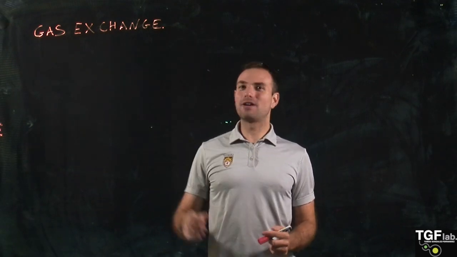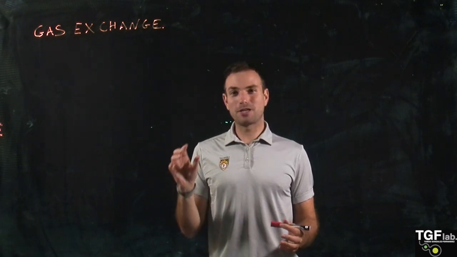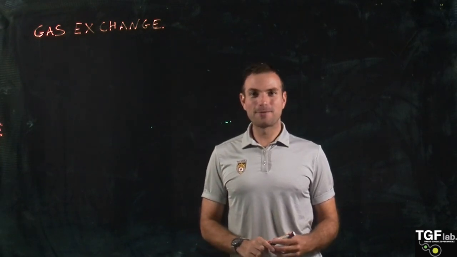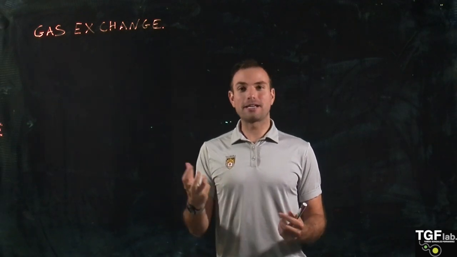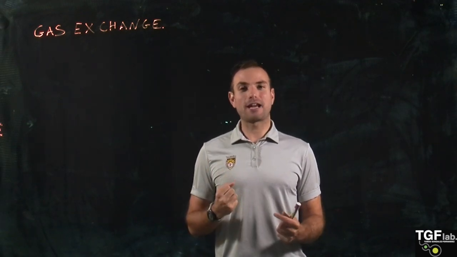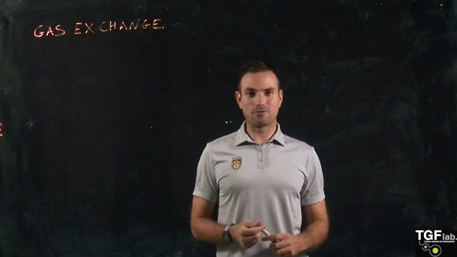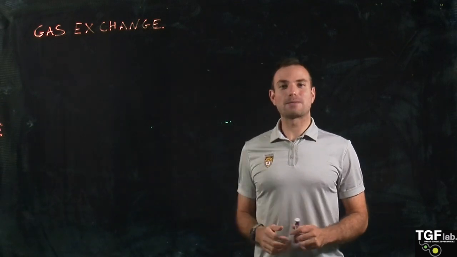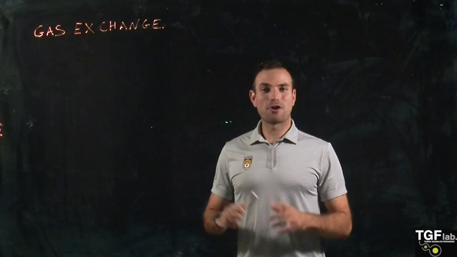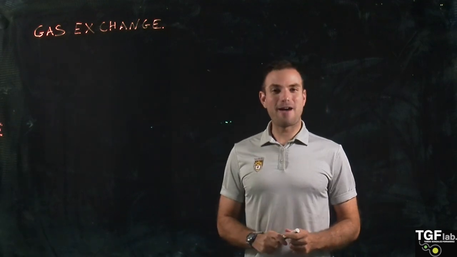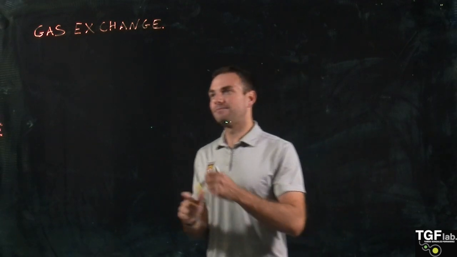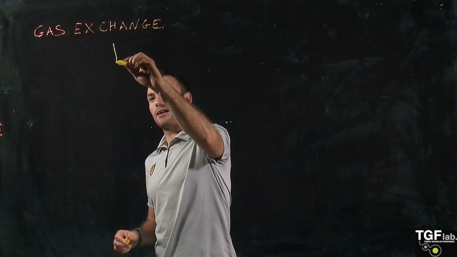Today we're going to look at the process of gas exchange between the alveoli and the blood, and how our blood is able to take oxygen from the air and then release the CO2 back to the atmosphere. Okay, so we are going to use a little schematic. First of all, we need the alveoli. So we have here an alveolus.